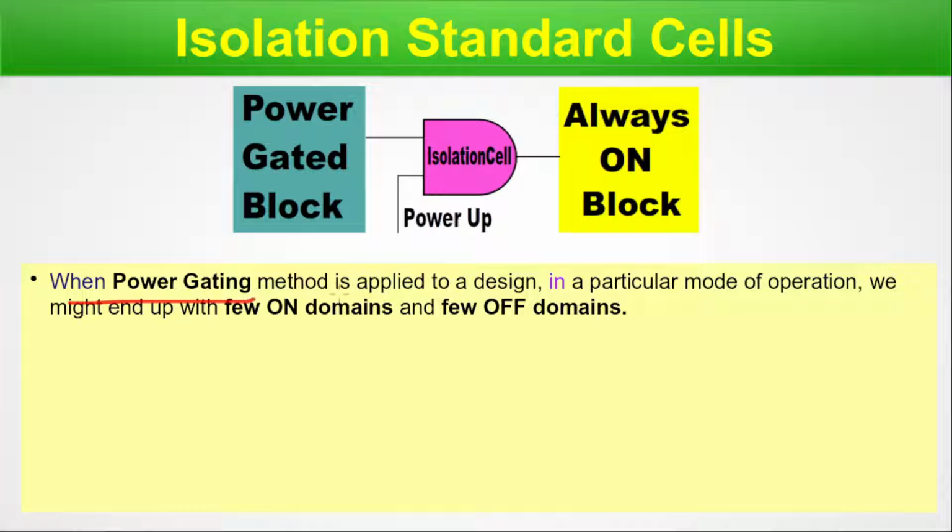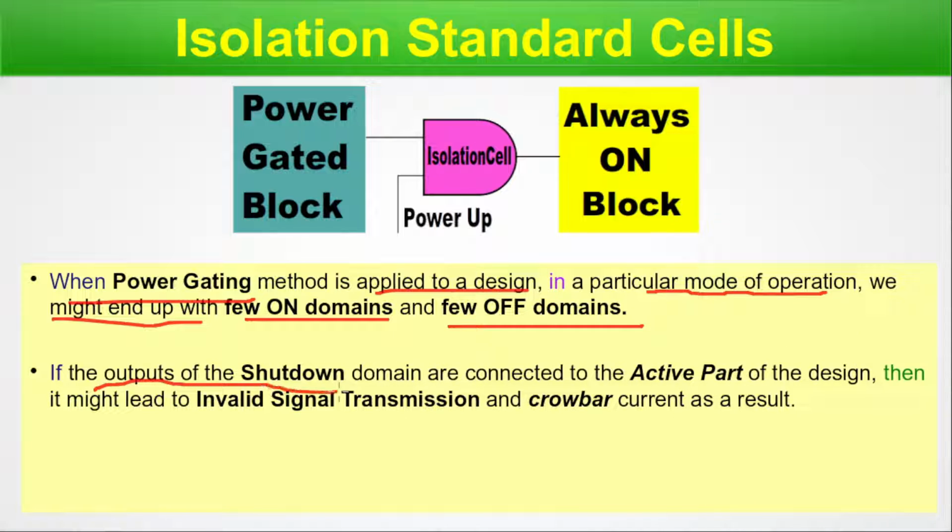When the power gating method is applied in a design in a particular mode of operation, we might end up with a few on domains and a few off domains. If the outputs of the shutdown domain are connected to the active part of the design, then it might lead to invalid signal transmission and crowbar current.